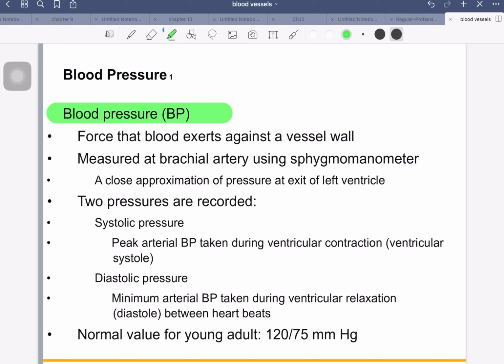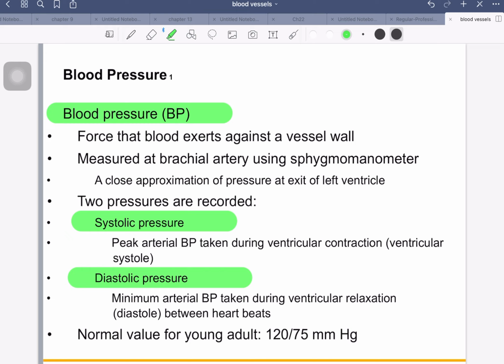Now, in past chapters, we've used these terminologies when we talked about the heart, but let's remind ourselves when we're looking at the two pressures that are recorded. We have systolic pressure, which is the peak arterial blood pressure taken during ventricular contraction, aka ventricular systole. And of course, the other measurement is diastolic pressure, which is the minimum arterial blood pressure taken during ventricular relaxation or diastole. A typical, average blood pressure would be somewhere in the range of 120/75 millimeters of mercury for a young adult.